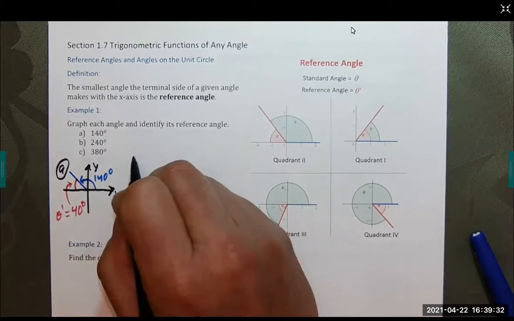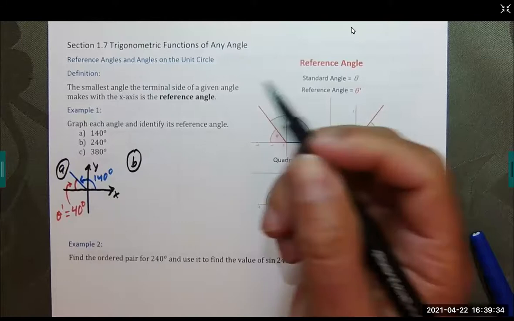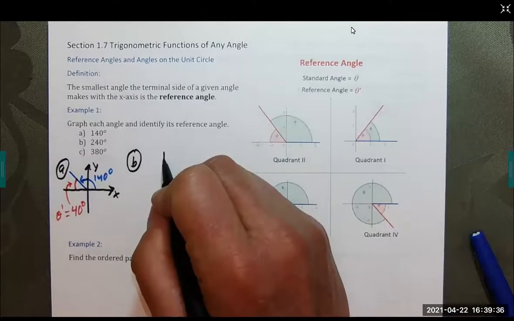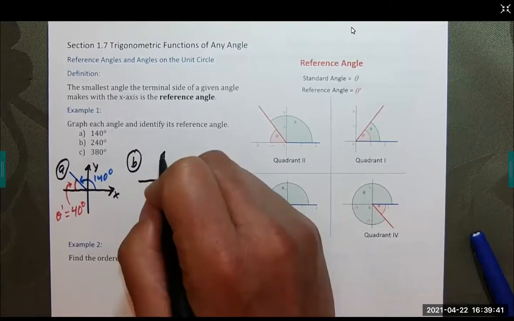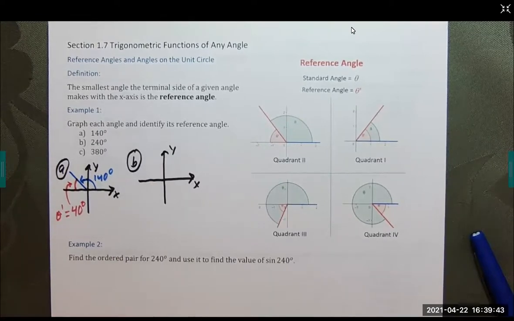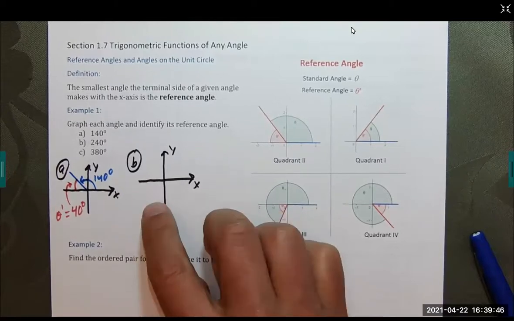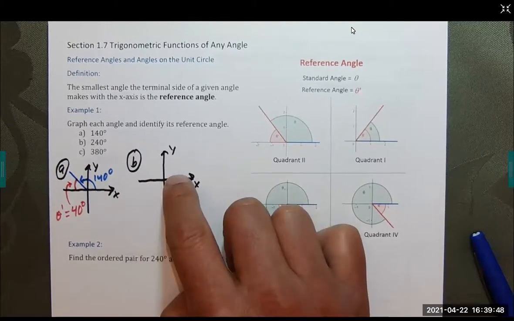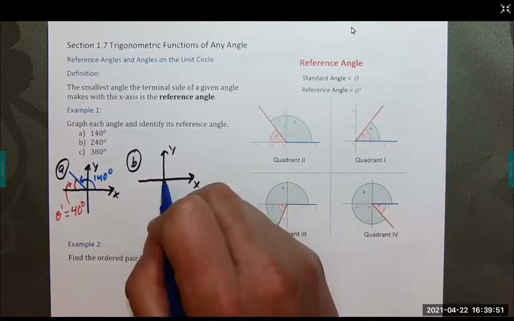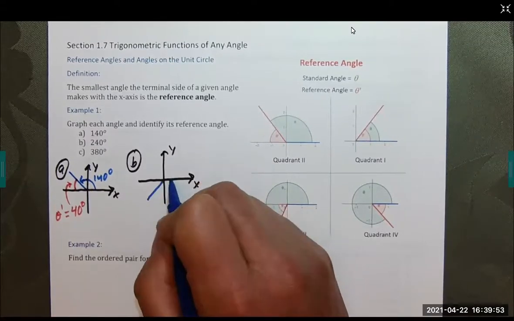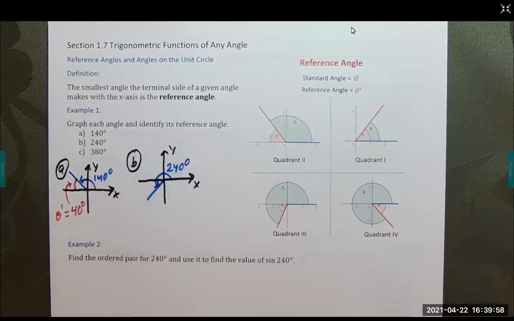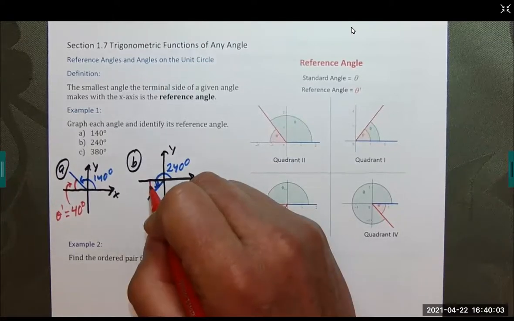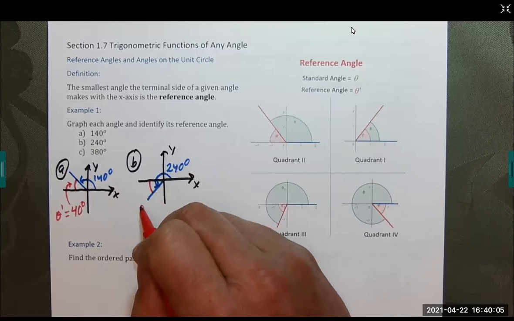Part B. We have that the angle is 240 degrees. Now 240 degrees is more than 180 but less than 270. So it's going to be in the third quadrant, it looks like to me. And our reference angle is going to be here. Theta prime.